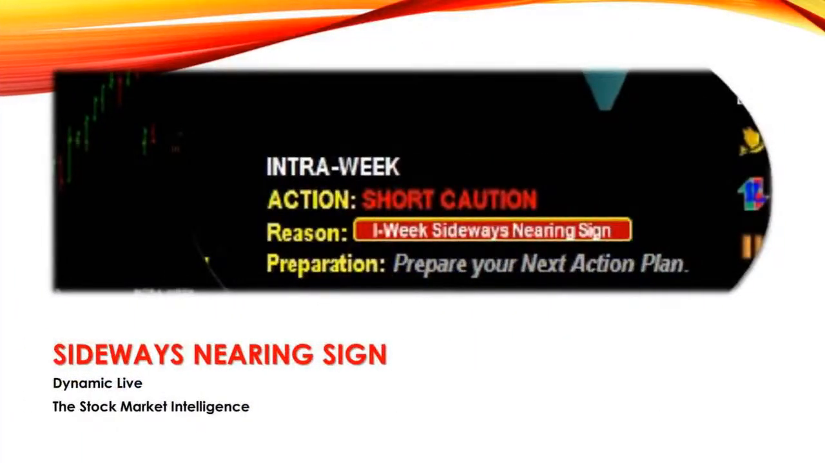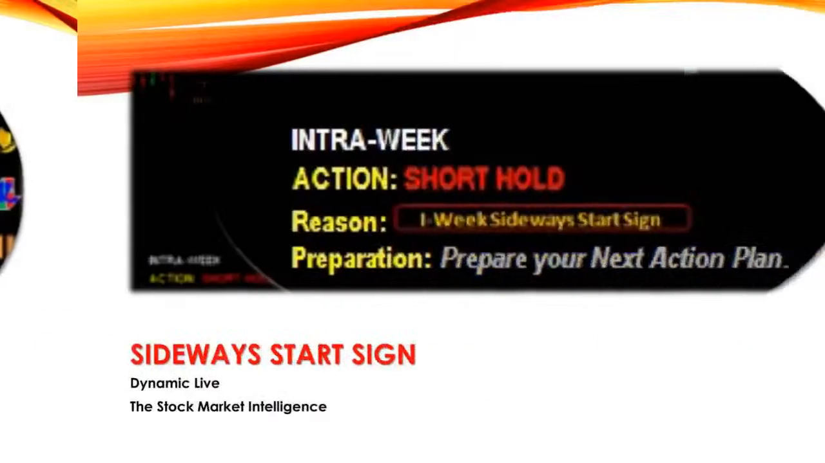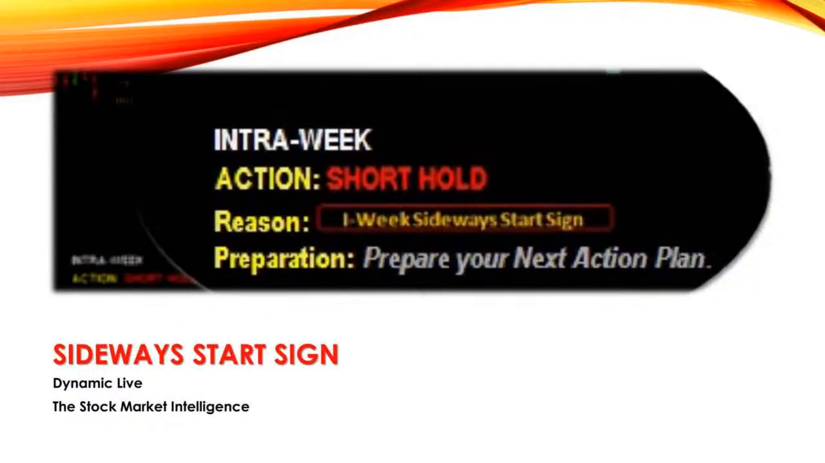In the real-time market, when the price is fluctuating, if Dynamic Live feels that it is about to get into sideways, then here under the reason, it will be very clearly written as sideways nearing sign. It means it is telling you sideways is about to start, it is nearing, get ready. And later the information will change to sideways start sign. So once it changes to sideways start sign, now you know that sideways has started.